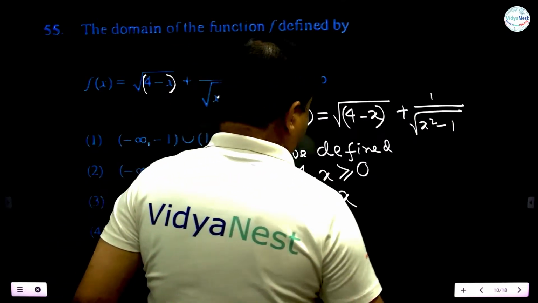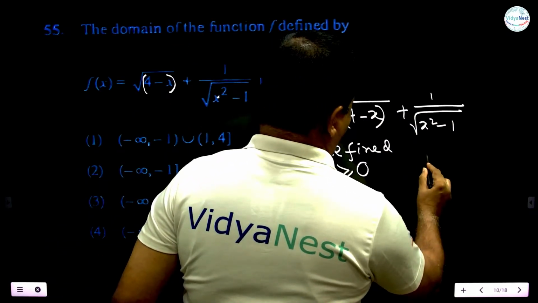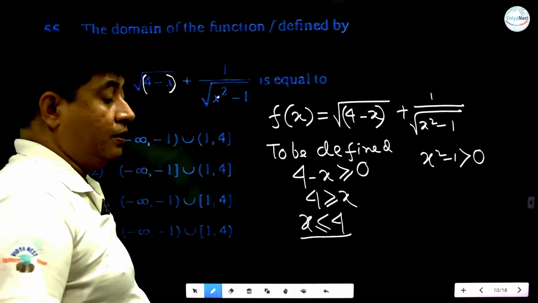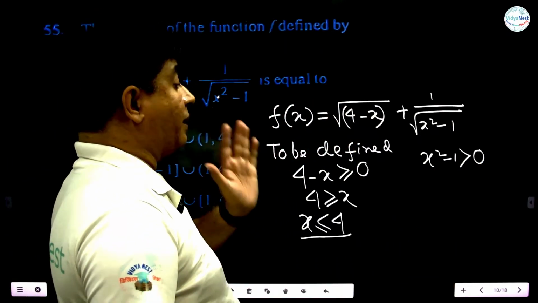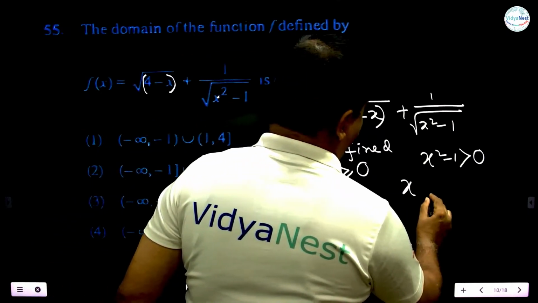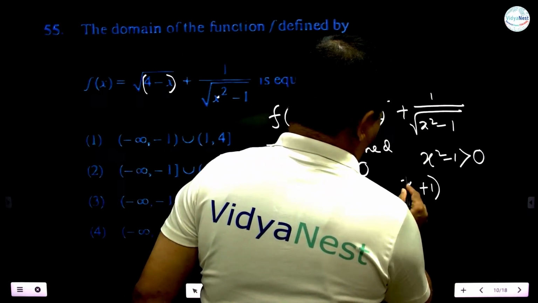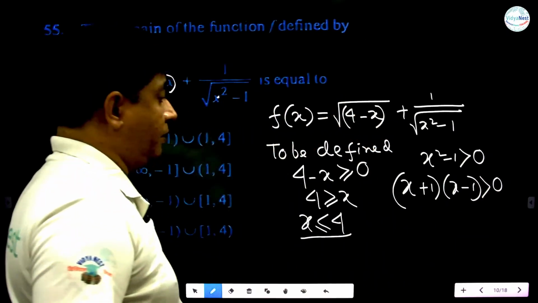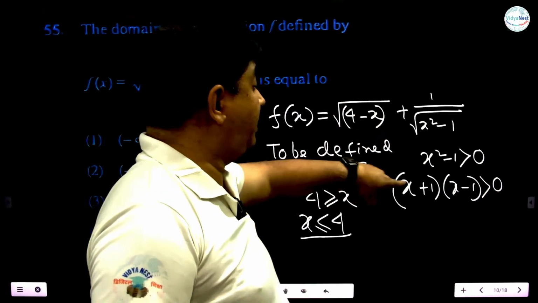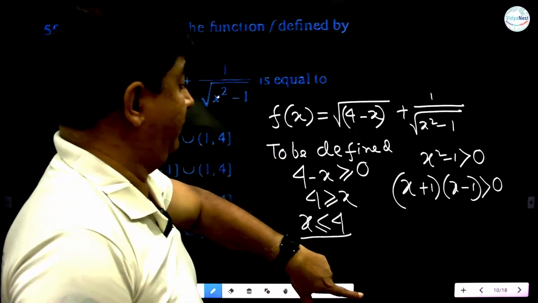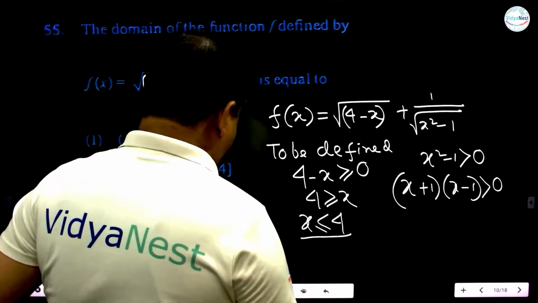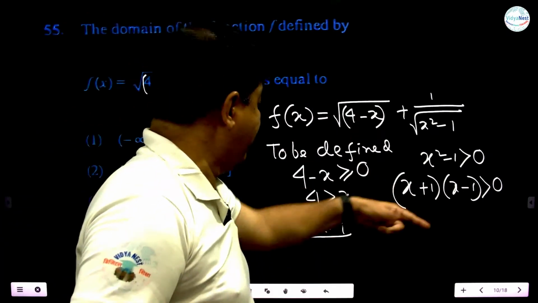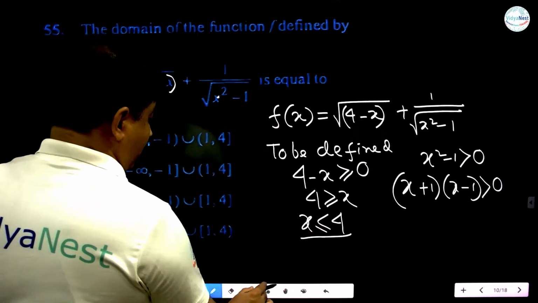So this x square minus 1 strictly greater than 0. x square minus 1 strictly greater than 0 means what? (x plus 1)(x minus 1). Now put it on number line. Put both the cases on number line and see the outcome.